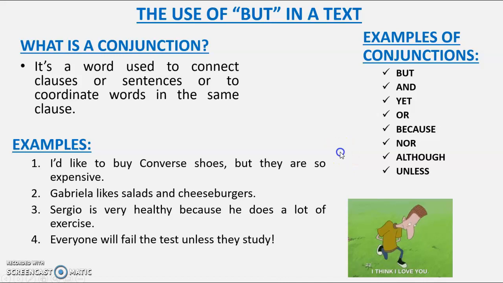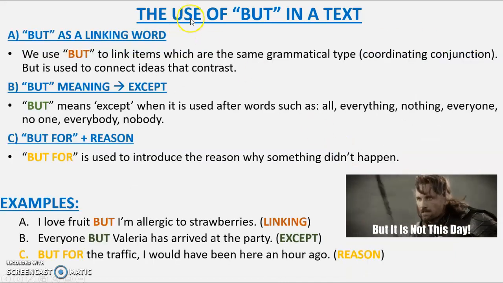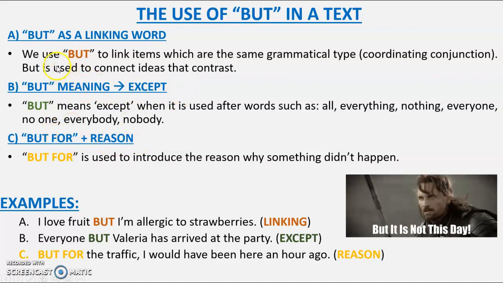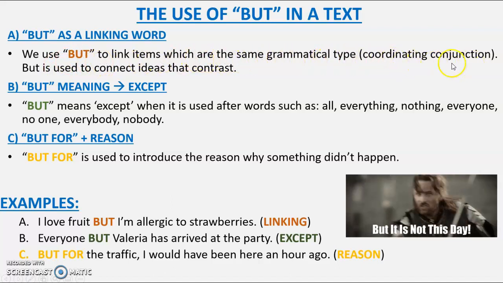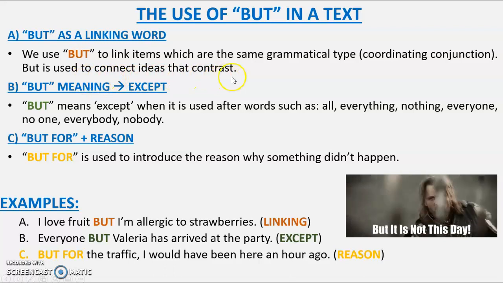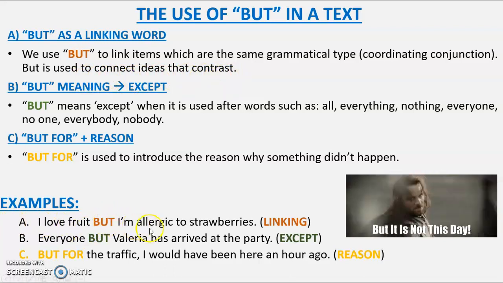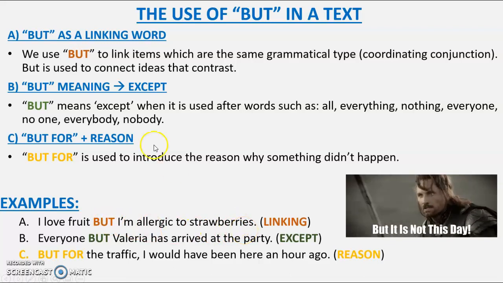Let's continue with the use of but. The use of but in a text. We have three ways of using but: but as a linking word, but meaning except, and but for giving a reason, right? So we use but to link items which are the same grammatical type. It is a coordinate conjunction. But is used to connect ideas that contrast, like, I love fruit, but I'm allergic to strawberries.